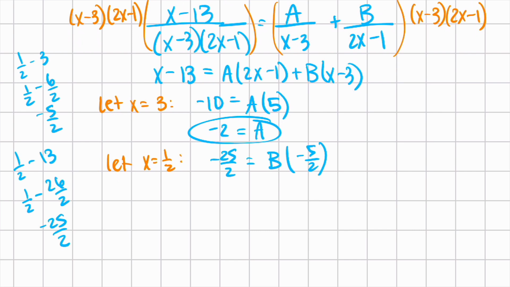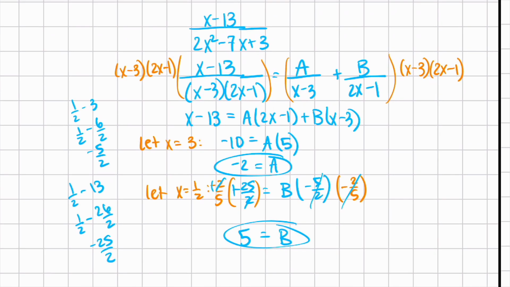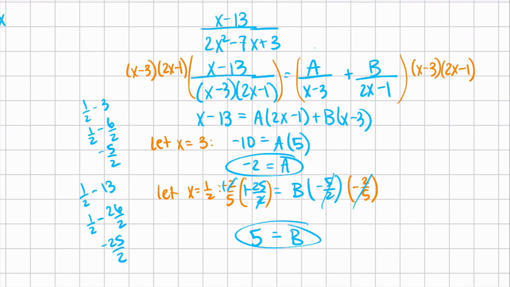And to isolate B, I'm going to multiply both sides of the equation by negative 2/5. Notice that your 2's cancel, your negatives cancel. 25 divided by 5 is 5. On the right side, we get B. So B is 5. So we have A is negative 2 and B is 5.